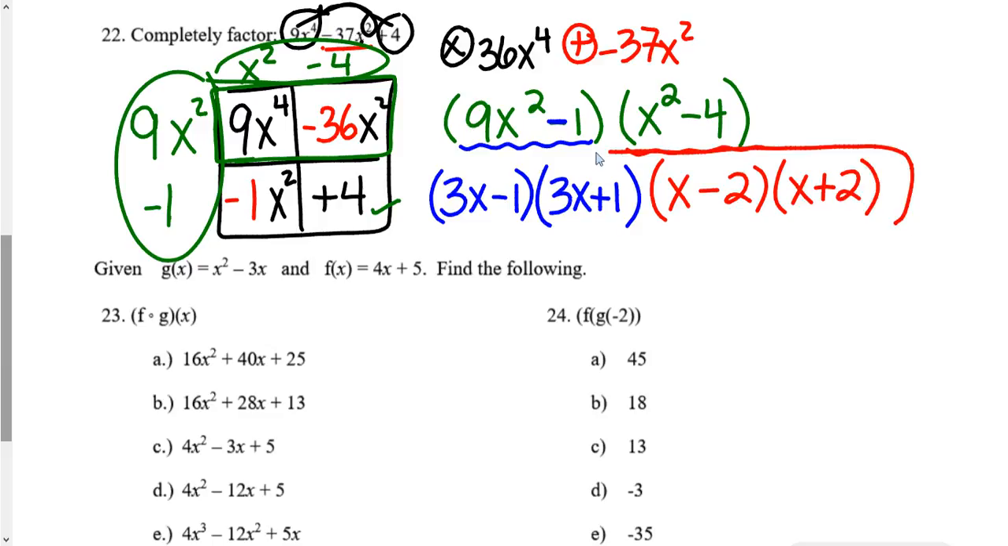So I had a difference of squares for both of them, and both could be factored some more. If one could be factored and one couldn't, I'd just copy the second one down and factor the one that I could factor. All right, now I have a review question here for 23 and 24.